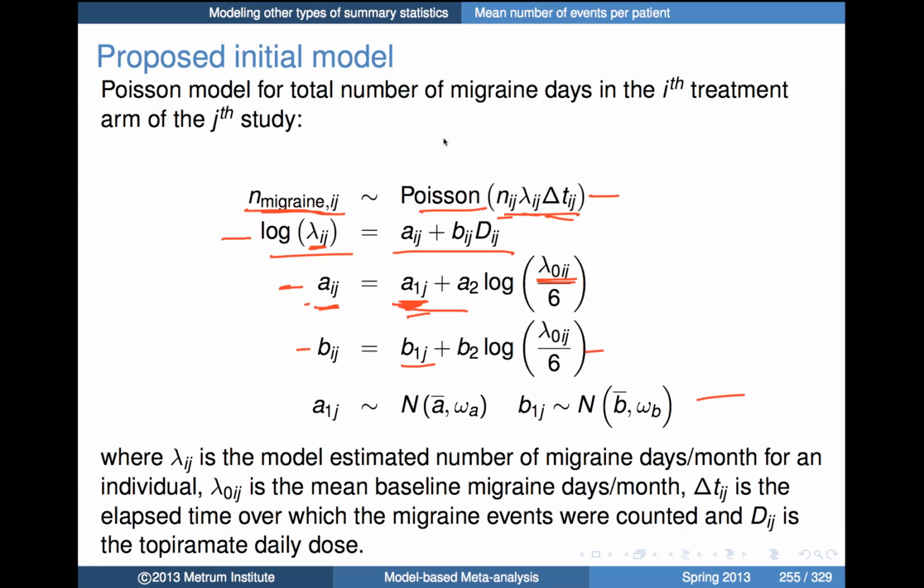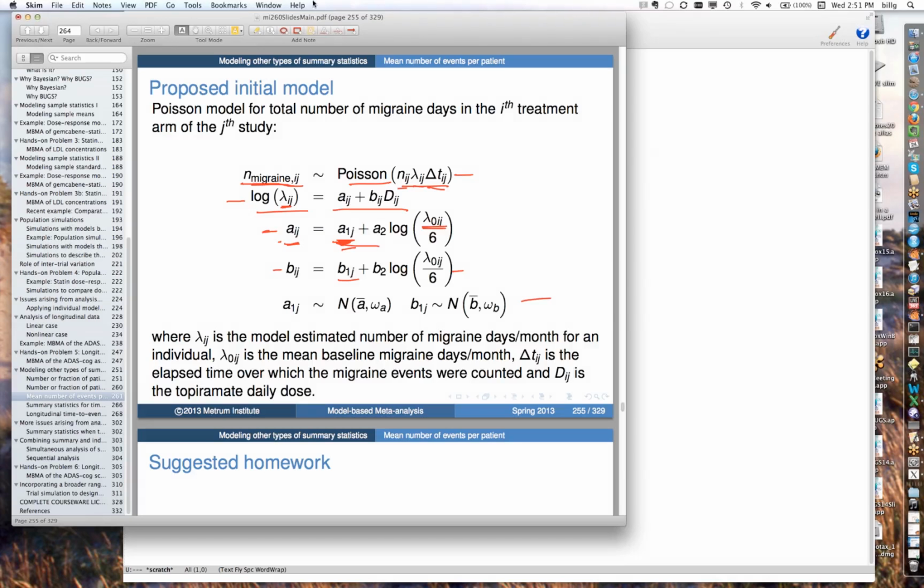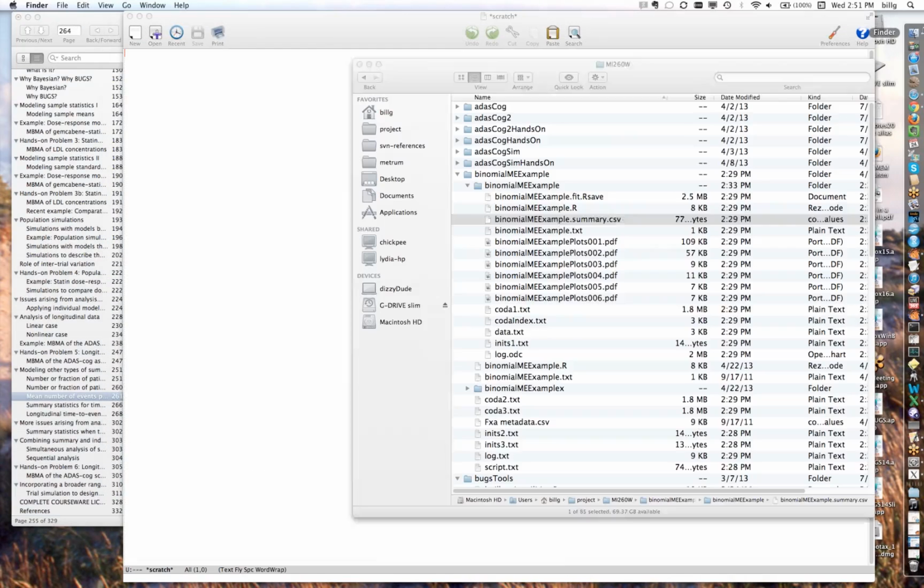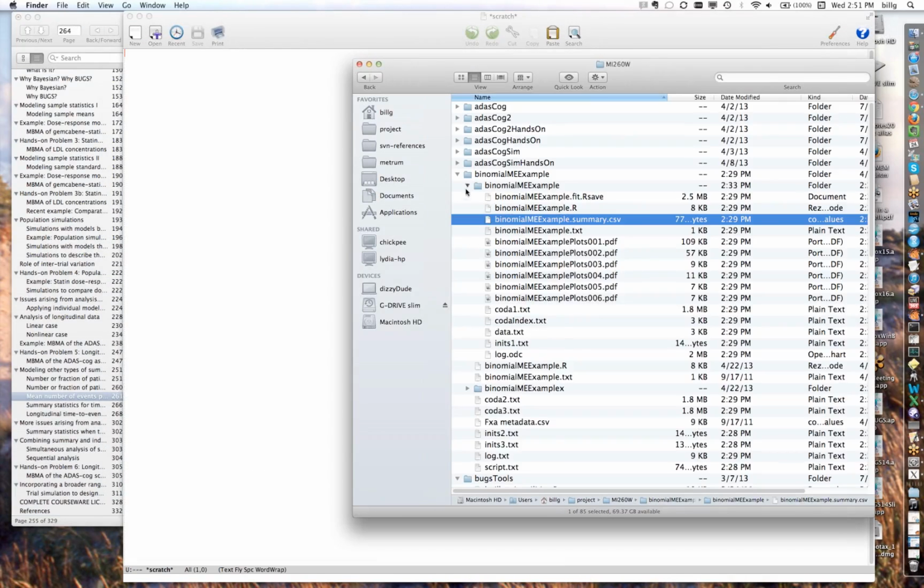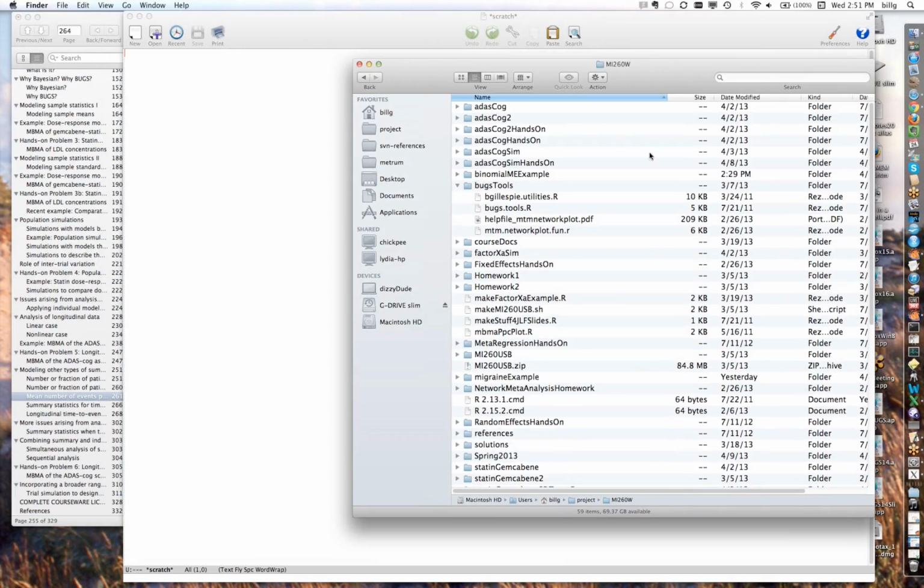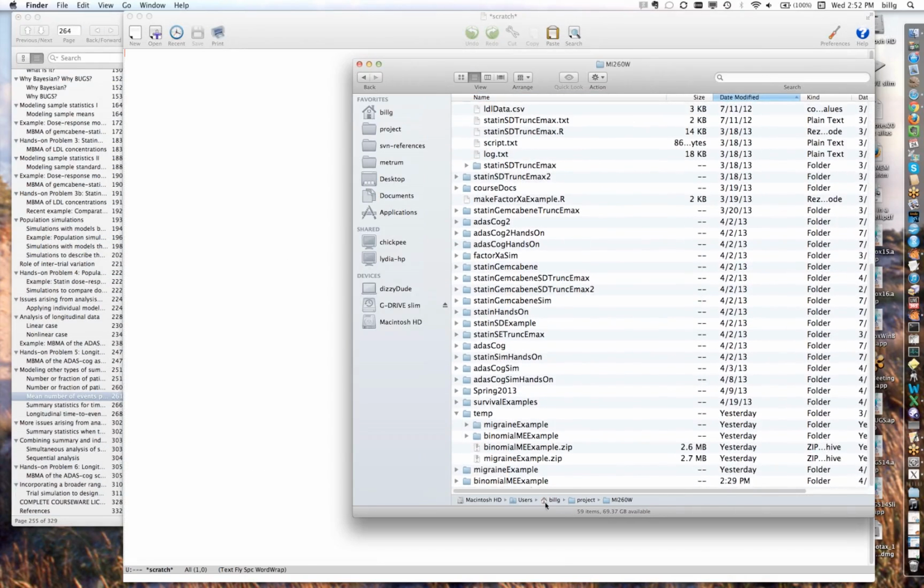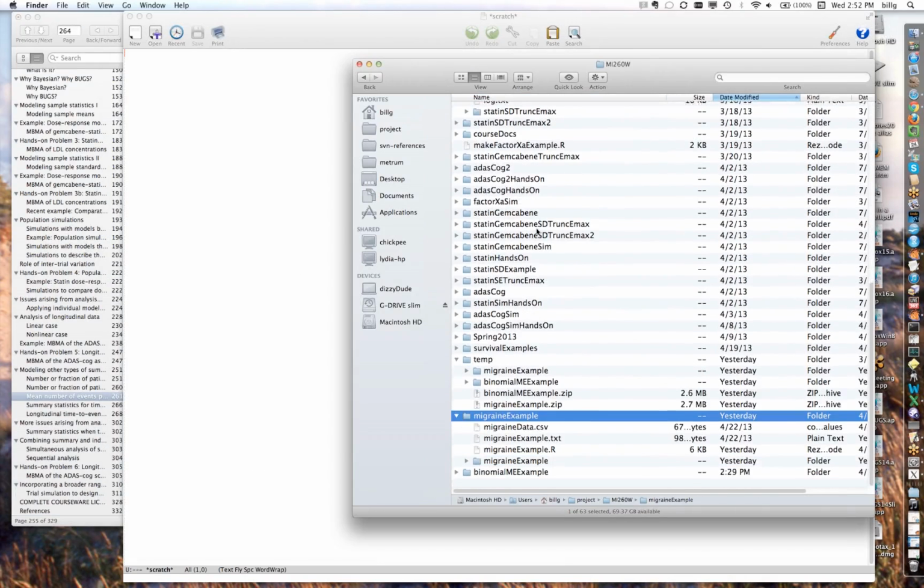Okay, so let's go ahead and just jump into it, and then maybe do a little critique of it as we go. Okay, so again, I supplied you with the version I ended up with. What the heck did I call it? There it is, migraine example. I guess that works.